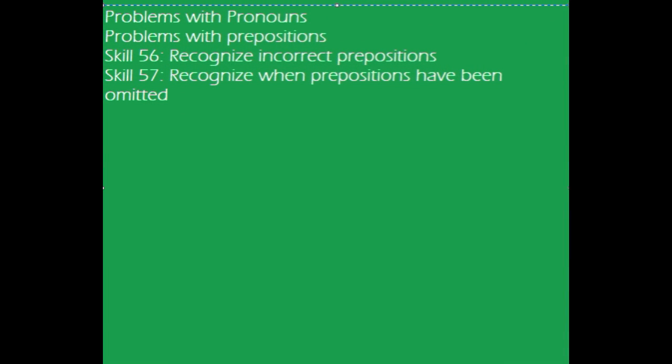Then the other problem is prepositions. Problems with prepositions: recognize incorrect prepositions, recognize when prepositions have been omitted. Prepositions have the function to tell where an object is, to give location and directions. We use prepositions to locate objects, or there are prepositions of movement. And finally, problems with usage. Problems with usage are the verbs, mainly the verbs. These are the last skills.